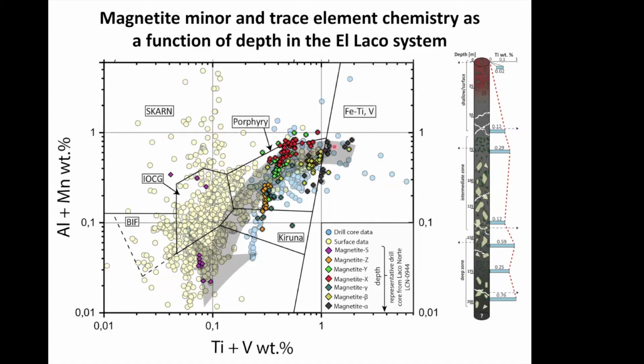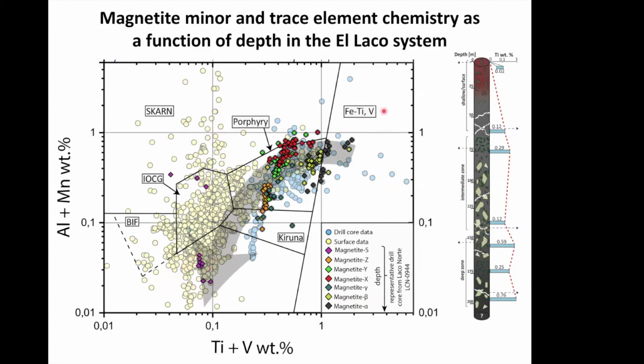As we get shallower in the drill core, here we have magnetite beta, which is shown here in the green diamonds. Then we have magnetite X and Y, and remember, magnetite X are the cores. Magnetite Y are those oscillatory zoned magnetites that overgrow the cores. As we get even more shallow, we get to magnetite Z, and then the shallowest samples in the drill core are magnetite S.